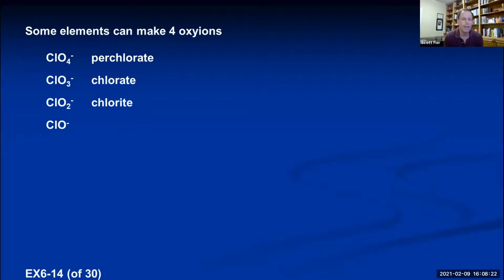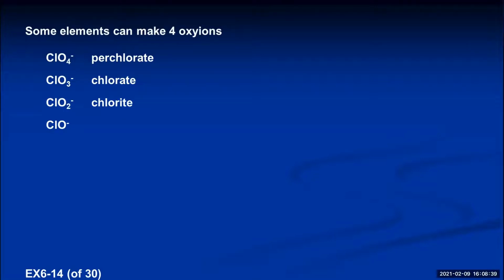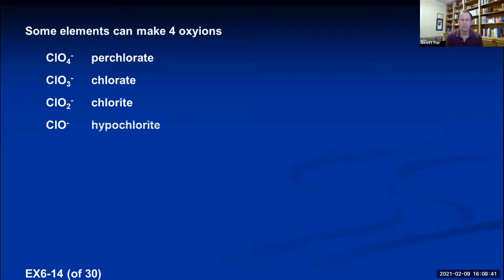Now, if ClO2 minus is chlorite, and we have ClO minus that has 1 less oxygen than chlorite, what do you think would be a prefix we could use that means less than? It would be just like if you had a salt solution that had a lower salt concentration than the cells. What would that kind of solution be called? Hypotonic. Hypo is the prefix we use, so ClO minus we call hypochlorite.